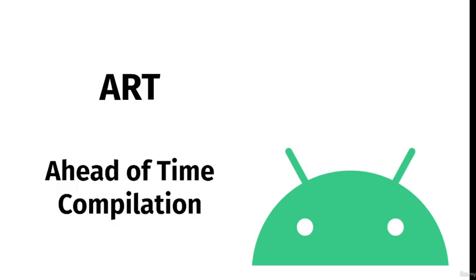Now, ART uses a strategy called ahead-of-time compilation. Right? So what happens in this? The code is compiled before running the application. This approach improved runtime performance significantly, somewhere like 20 times faster compared to just-in-time compilation.